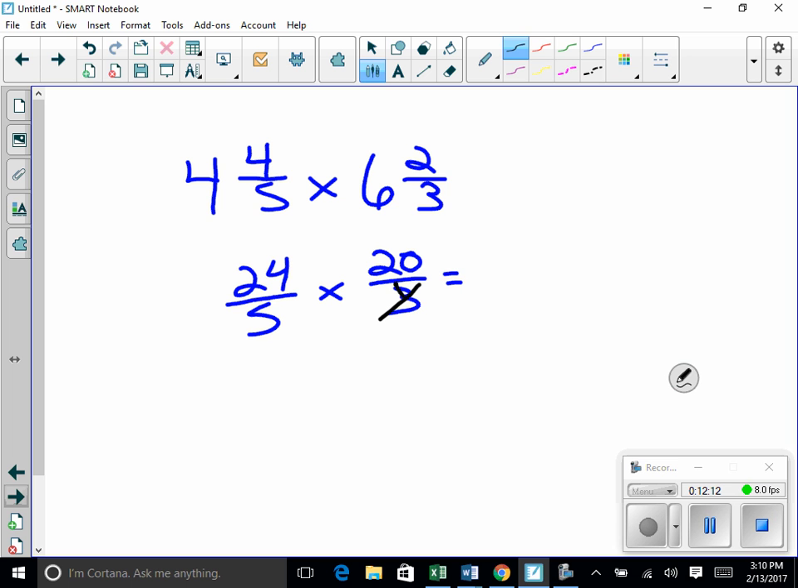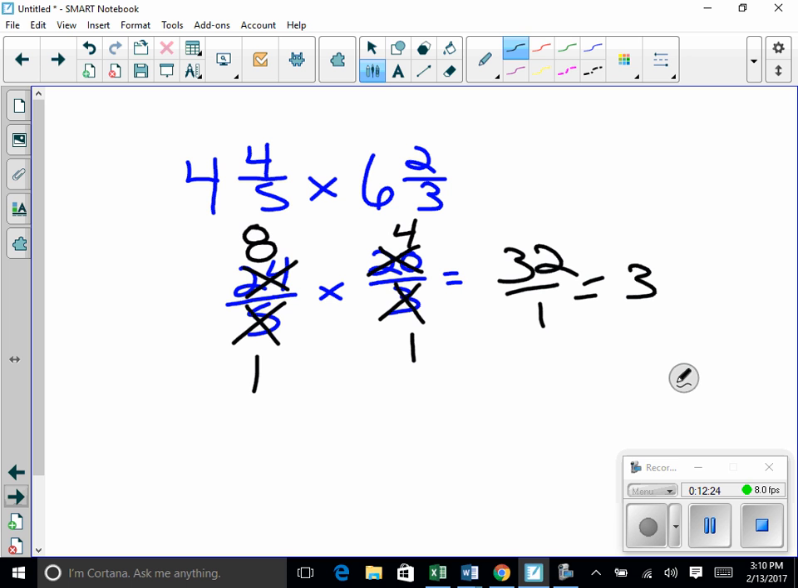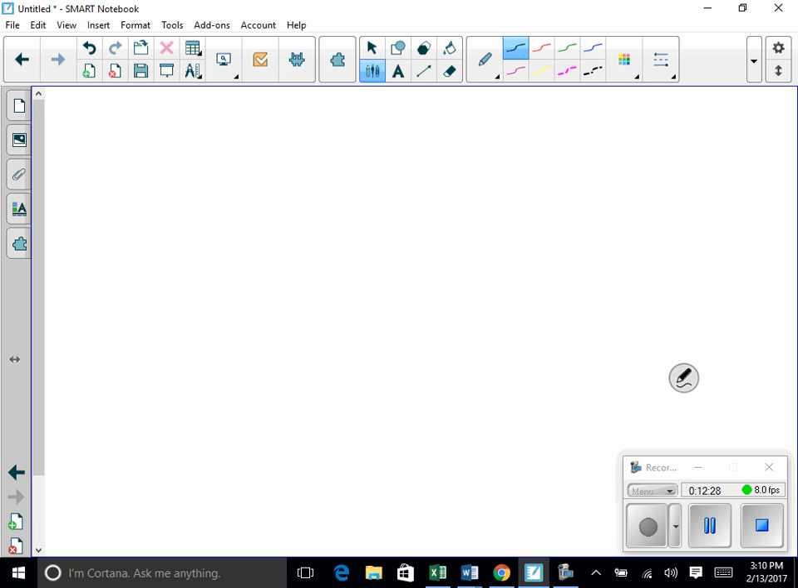Let's see, 3 definitely goes into 24 8 times. 3 goes into 3 once. 5 goes into 5 once, but it also goes into 20 four times. Now multiply straight across, you have 32 over 1, and then 32. Okay, there's that one.